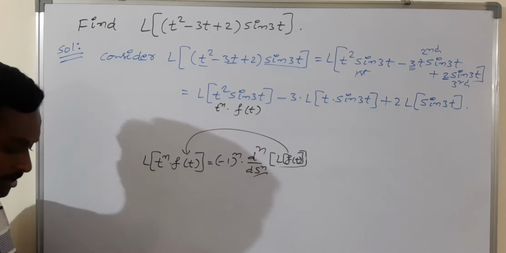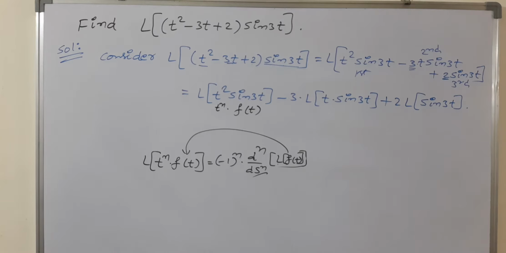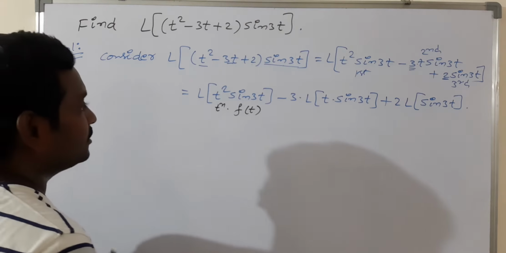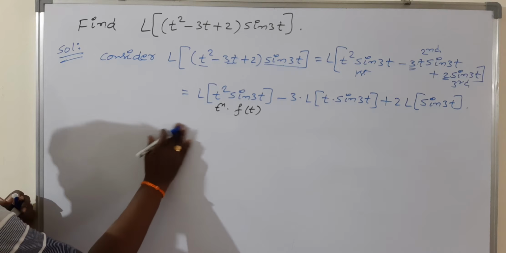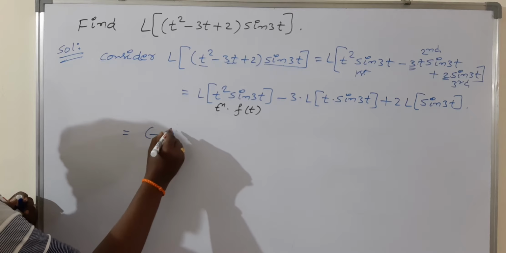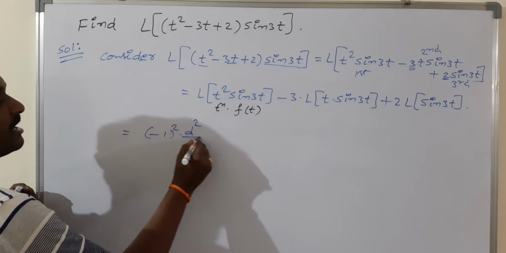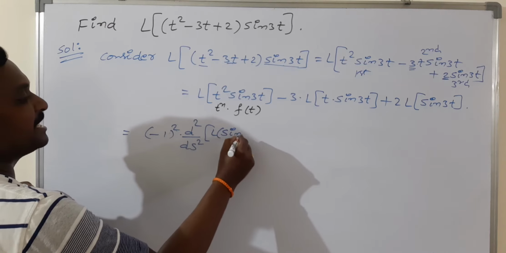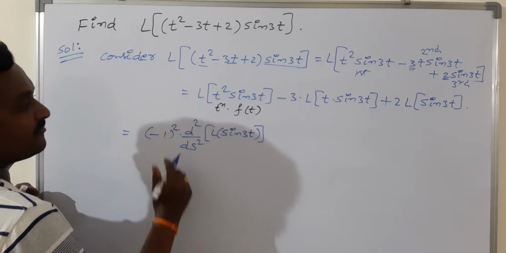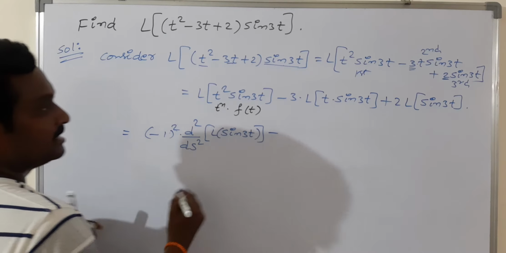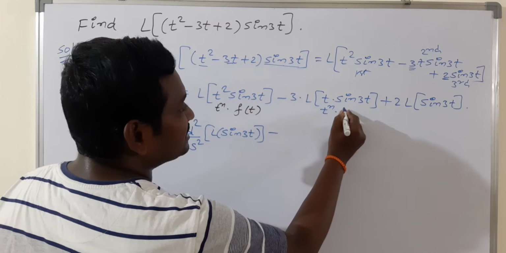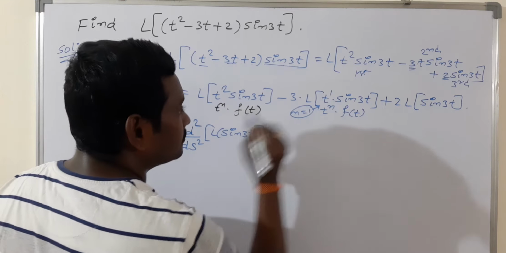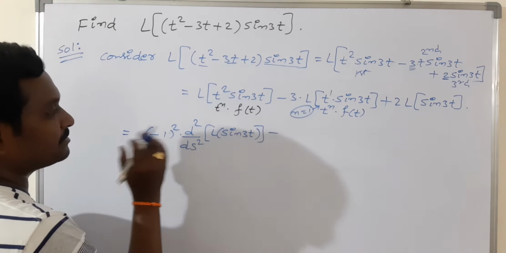Use this formula here. We have n is equal to 2. By using that formula, you will get minus 1 whole square into d square by ds square of Laplace transformation of the function sin 3t. This is the first part. Minus, in the second part also, it is in the form of t power n into f of t, but n is equal to 1 in this part. Okay, so again apply this similar rule.